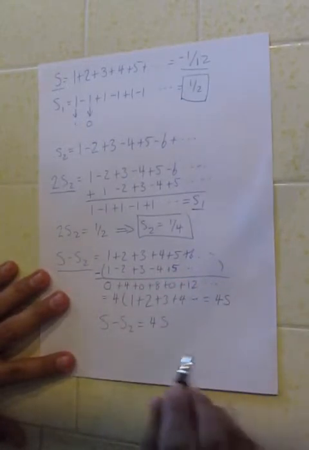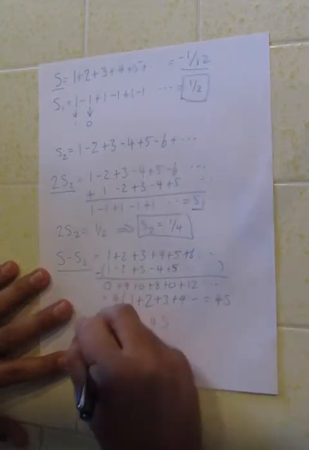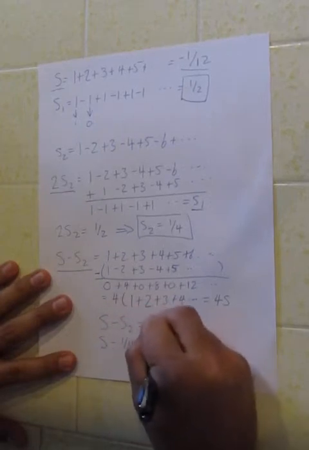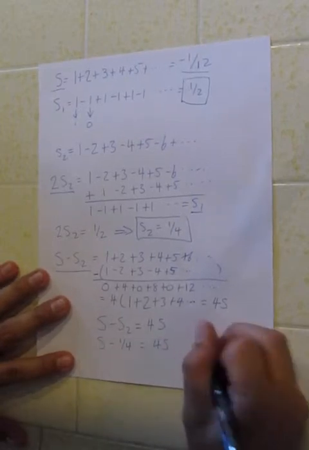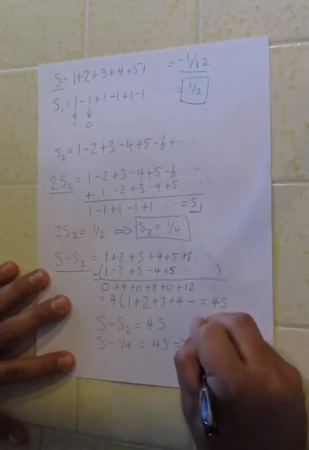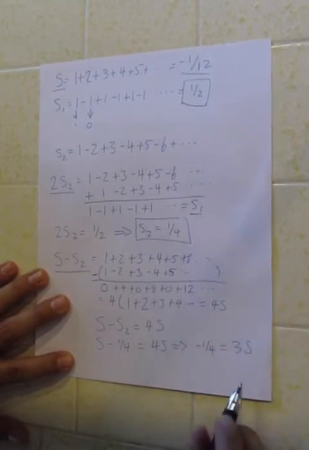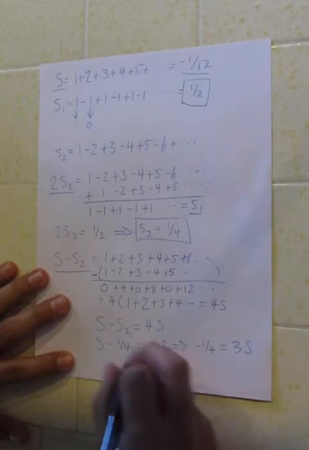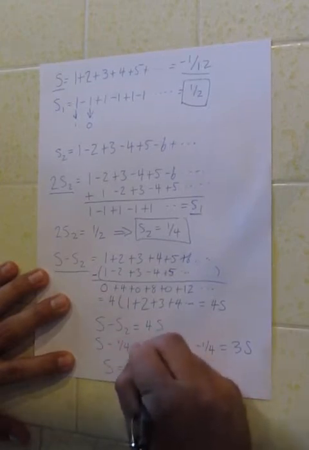And now, we know what S2 equals. It equals 1/4. So I'm going to just use simple algebra. I have S minus 1/4 is equal to 4S. And once again, I'm going to simplify, subtracting S on both sides. I'm going to get -1/4 is equal to 3S. And then once again, I just divide by 3 on both sides, and I get S is equal to -1/12.